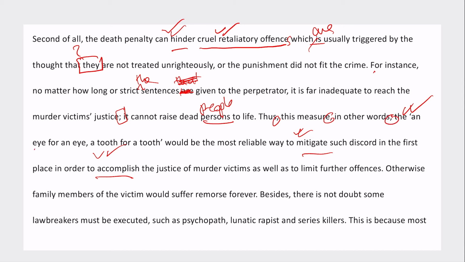I like the idea that they've gone for an eye for an eye, a tooth for a tooth. This is that kind of less common vocabulary, or less common lexical items, that they talk about in the band descriptors. So that's a very nice way that they've put it in. I understand what they mean.